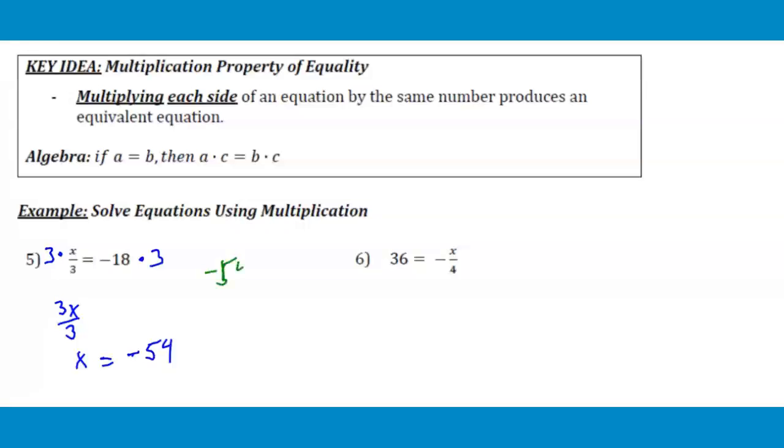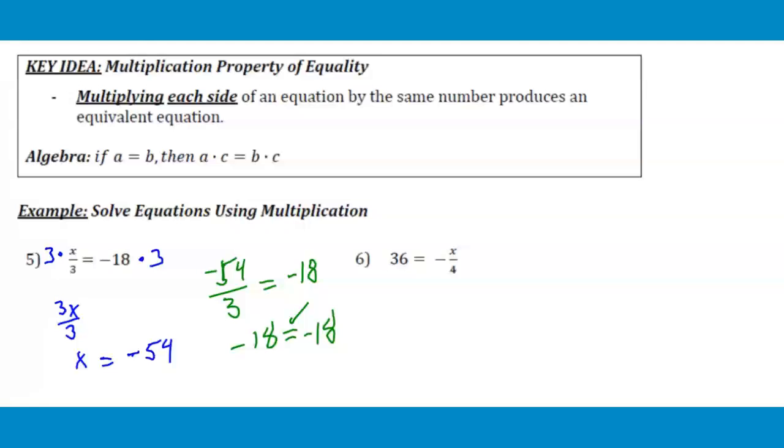Negative 54, sorry for my writing, divided by 3 equals negative 18. And you can check that with a calculator. And that does give me negative 18 equals negative 18. Check. Done.